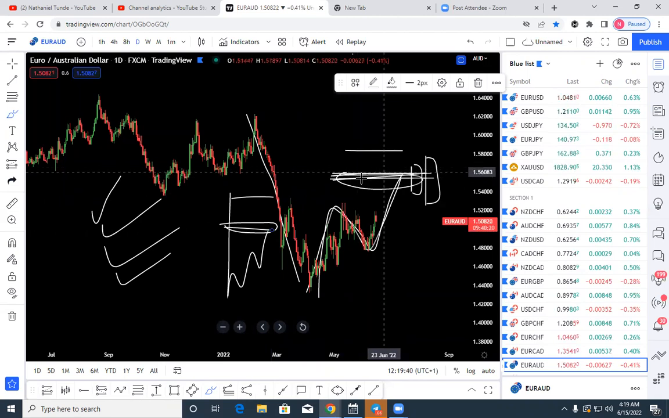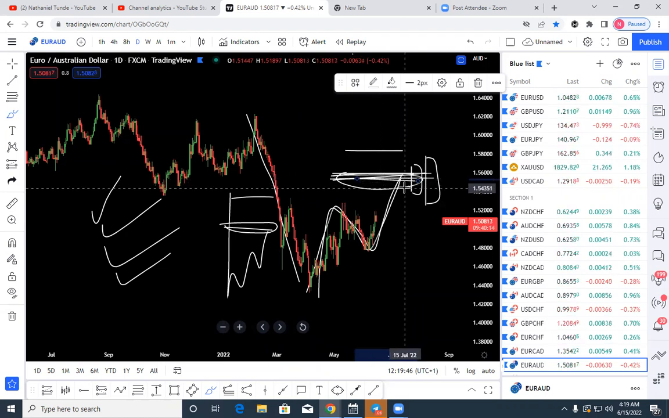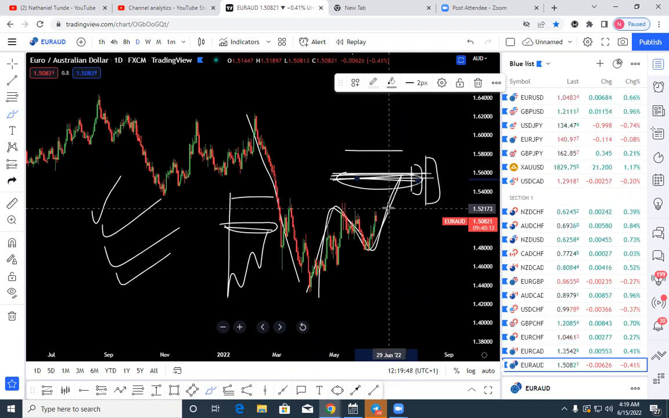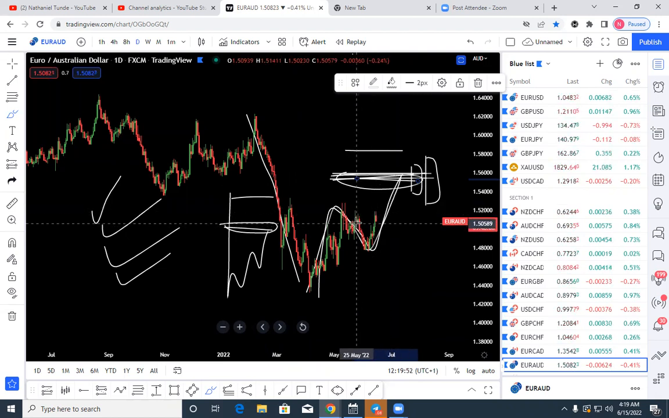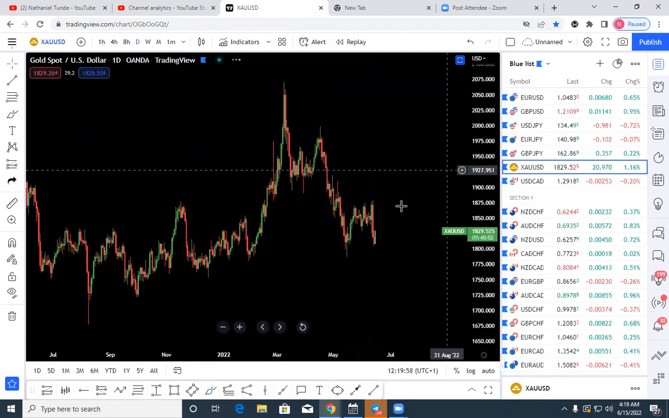You see structural completion before looking for entry, not looking for direction, looking for entry in the same time frame. It's not going to work that way. Do you understand now? Okay, so let's now look at gold.